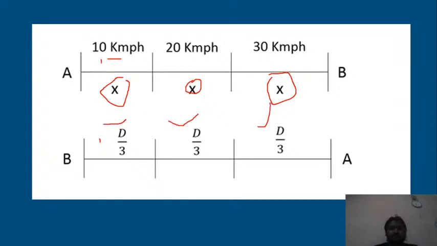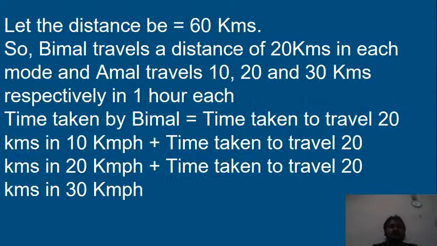Okay. So Bimal traveled d by 3 at 10 kilometer per hour, and again d by 3 at 20 kilometer per hour, and then d by 3 at 30 kilometer per hour. Whereas Amal traveled 10 kilometer per hour for x minutes, then again 20 kilometer per hour for x minutes, and then 30 kilometer per hour for x minutes. So I'm taking the distance as 60 kilometers.